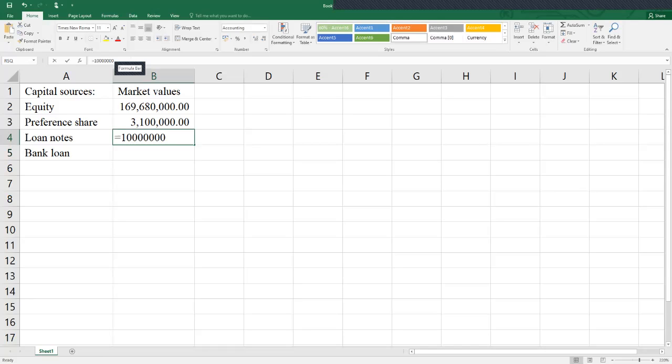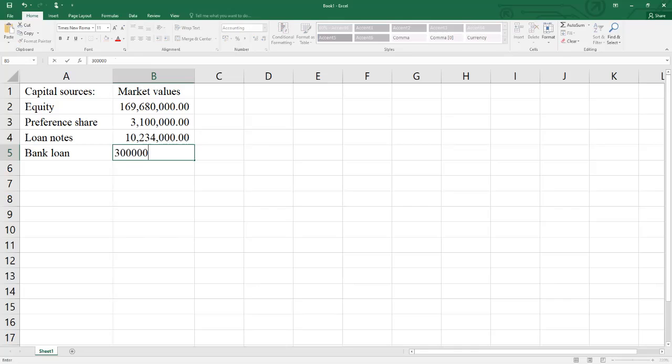Divide by the nominal value per note, which is 100. We multiply by the market value per note, which we are told is 102.34. That gives the total market value of the notes of the company. And the bank loan has no market value, so we use the book value, which is 3 million, as we've been told there.